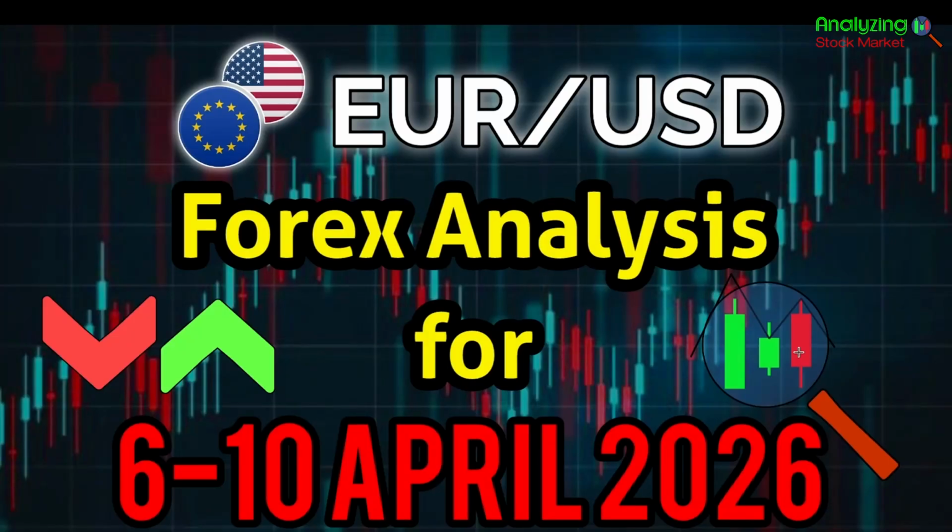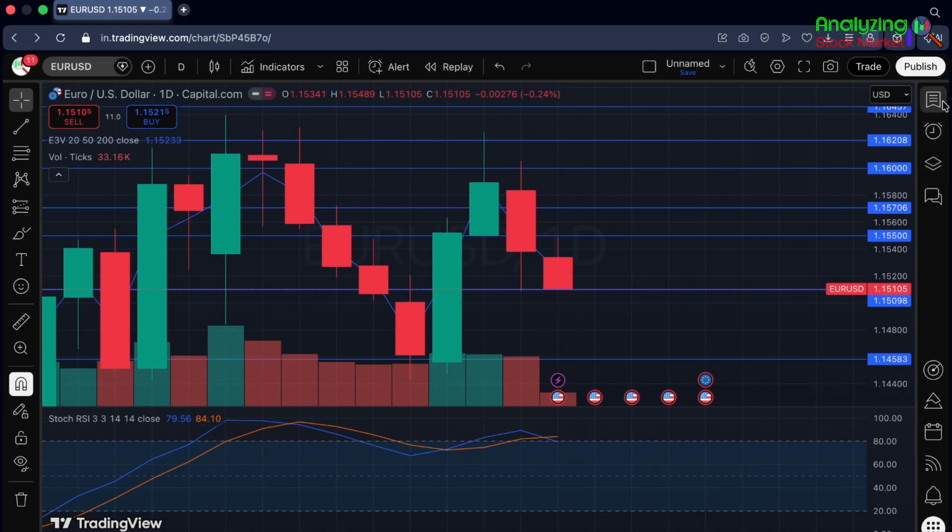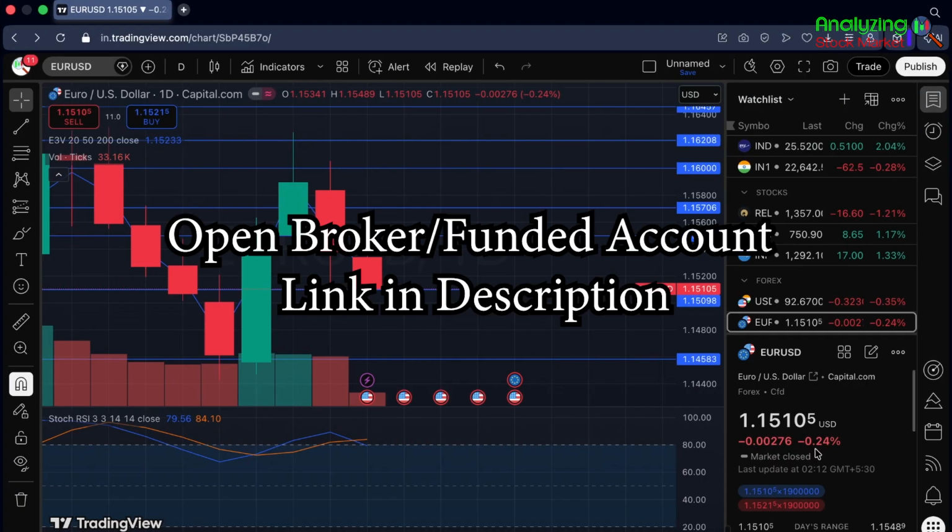So today I'll be talking about what is going to happen in the Euro USD pair. We'll do the Forex analysis for 6th to 10th April 2026. So let's go straight to the chart. First, let's see what happened in Euro USD on Friday. As you can see, a 0.24% negative move. 1.15105 was the closing on Friday.